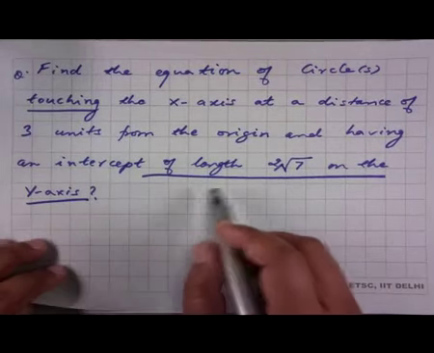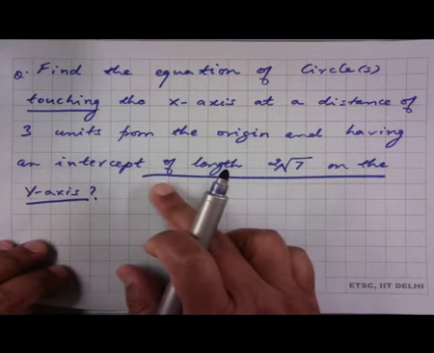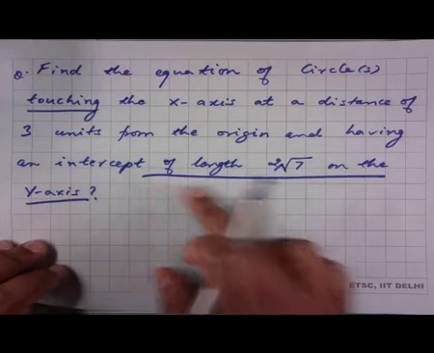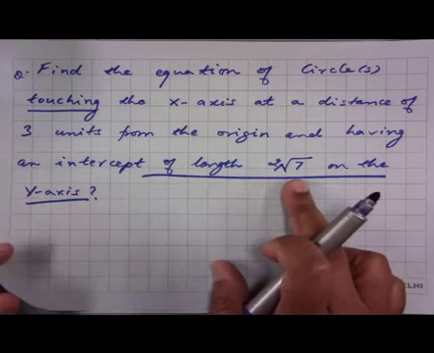It is also said that the intercept of the same circle on the y axis is of length 2 times root 7 units.